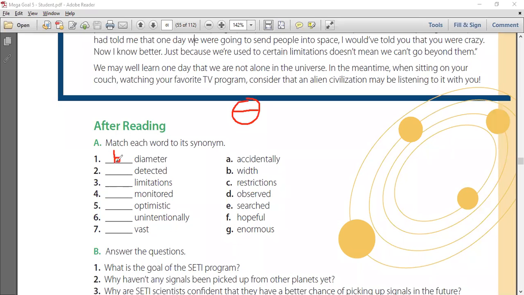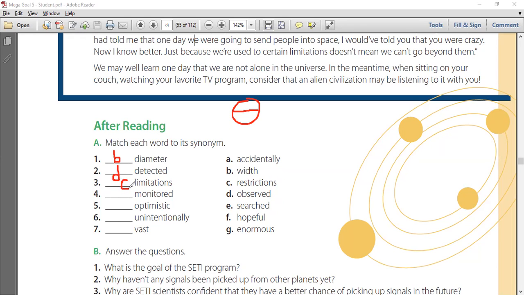Number 2, when something is deducted, what do you think? D. Deducted. Yes, D. Can you read it, Rimas? Observe it. Yes, observe it. Thank you. And number 2 is D. Number 3, limitations. I think it's very easy. Limit or limitation. What is the meaning of that? Yes, C. Maria. Yes, thank you, Rima, Bayadir, and Sarah. It is restrictions.